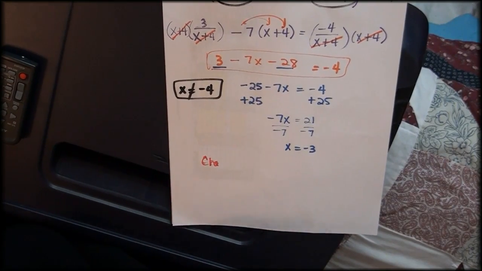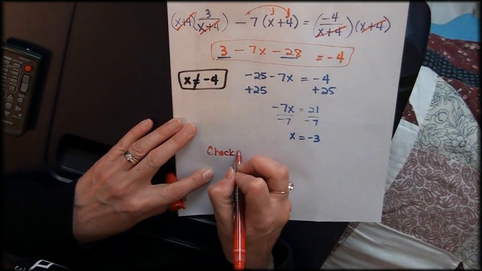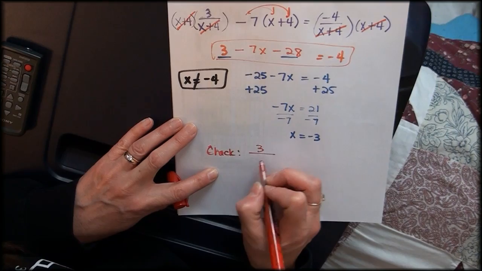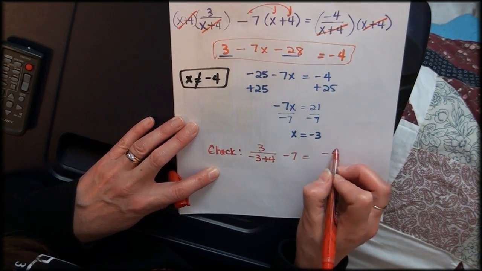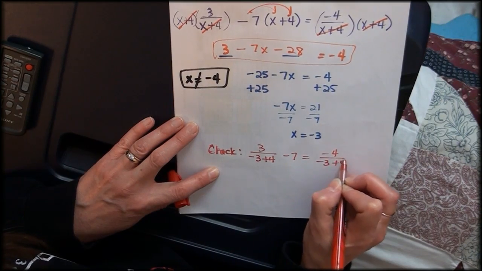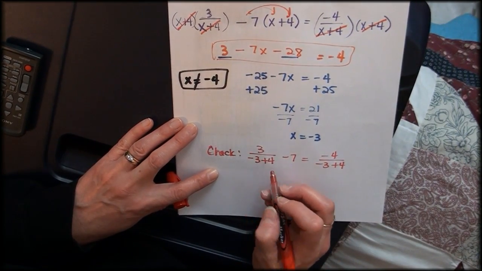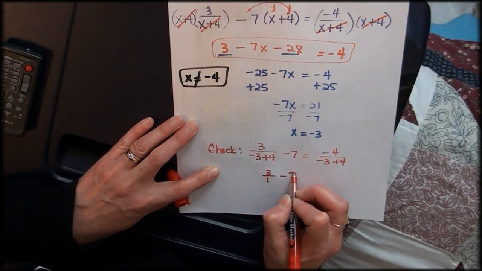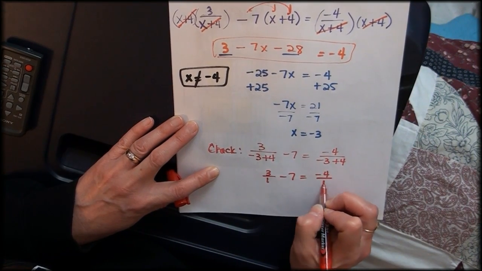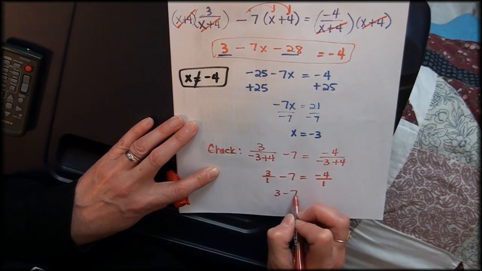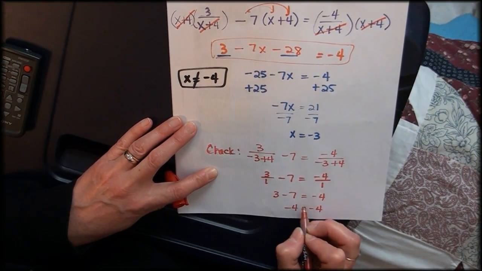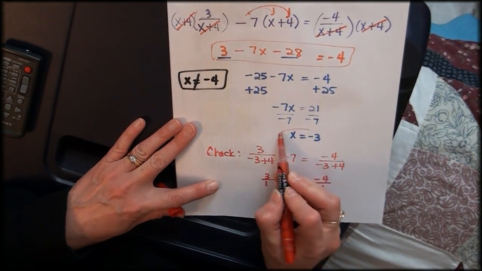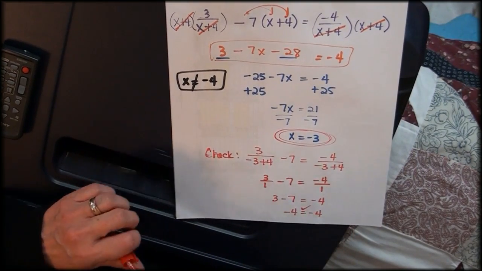Try another one here. So that means that wherever I see an x, I'm going to put a negative 3 in its place. Negative 3 plus 4 is a 1. Same thing over here. 3 over 1 is 3. 3 minus 7 is a negative 4. And sure enough, negative 4 is the same thing as negative 4. The solution that I had come up with, in fact, was right.